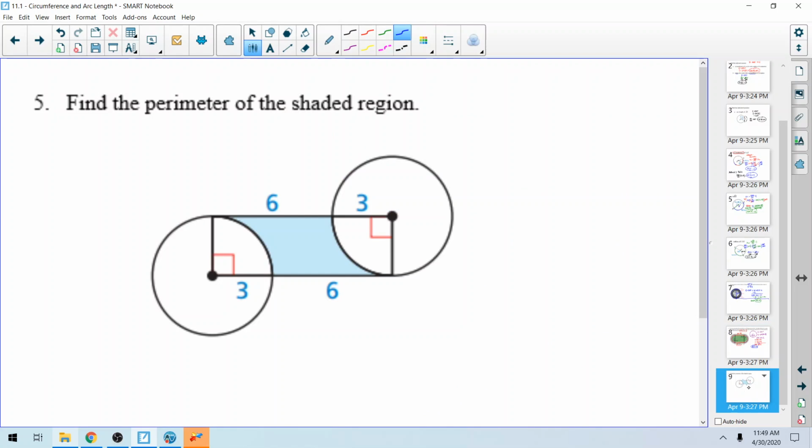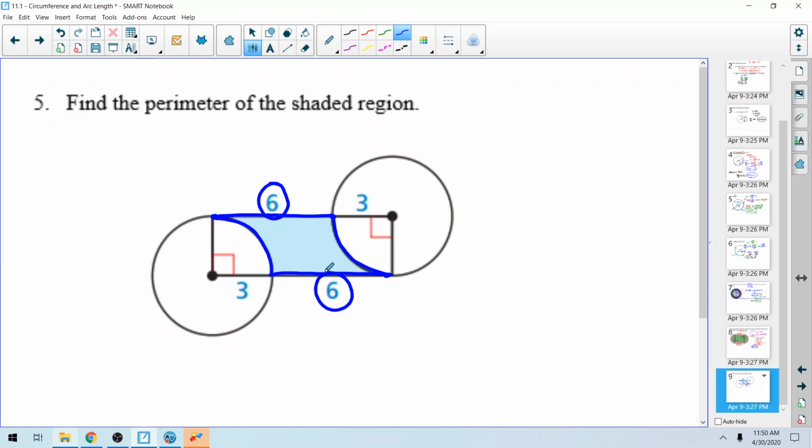Last example, find the perimeter of the shaded region. The shaded region is the blue part, and we have to find the perimeter of it. So perimeter means the distance around the outside. The first thing I'm looking at is from here to here. Then we're going to go that way, then this way, and that way. A couple ways you can do this. The first thing I'm seeing is this is 6 units, this is 6 units. So part of my perimeter is 6 units and 6 units.